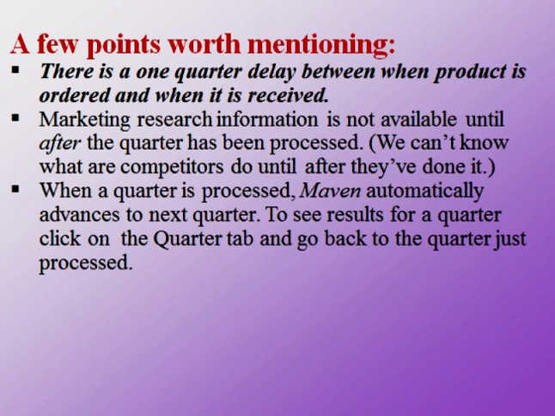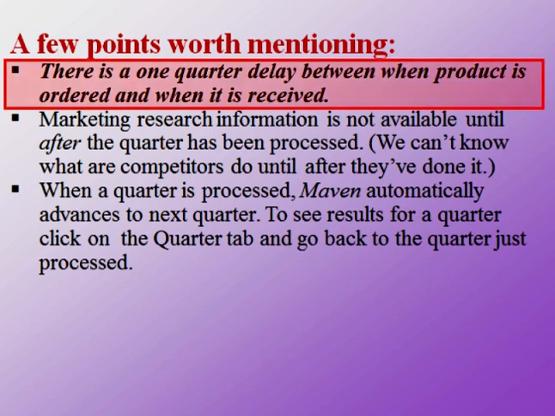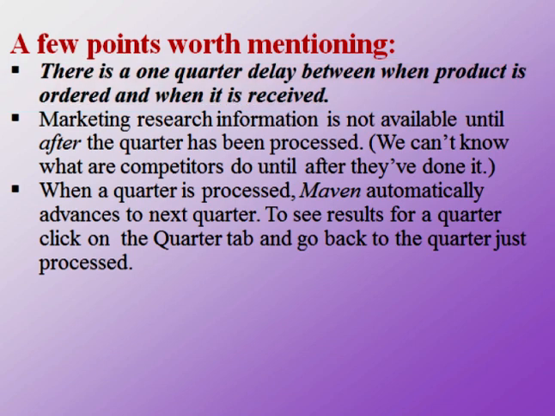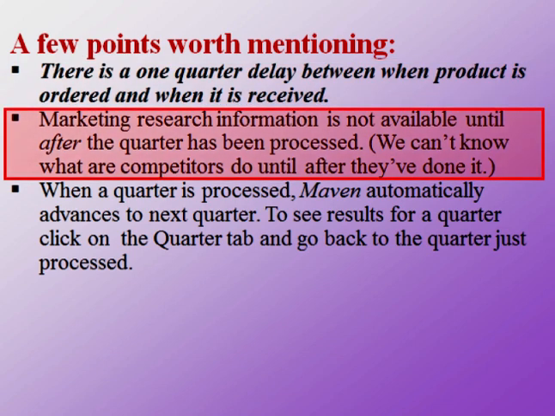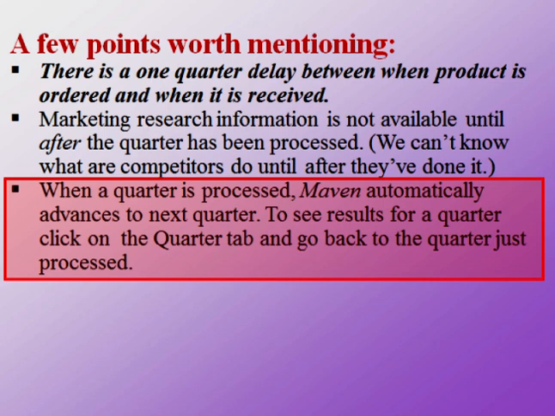And finally, a couple of points worth repeating. It isn't uncommon for participants to complain, "Maven is malfunctioning. We didn't receive the number of units we ordered." You must keep the 1-quarter delay in mind. Another complaint is, "We ordered marketing research, but we didn't receive it." To see your marketing research, you must be in an actual results, not in a forecast mode. Use the quarter tab to move to the quarter you need.